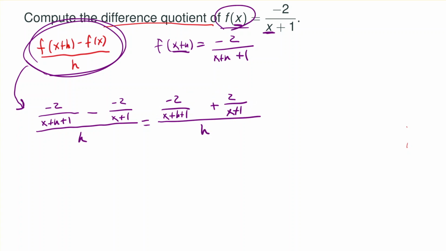Now here, we need to add these two fractions. When we want to add or combine two fractions, we need a common denominator. So in order to have a common denominator, I'm going to multiply by x plus 1 over x plus 1 on the left, and on the right side, by x plus h plus 1 over x plus h plus 1. We need to multiply both numerator and denominator because then we're essentially multiplying by 1, so we're not changing the quantity, only how it looks.